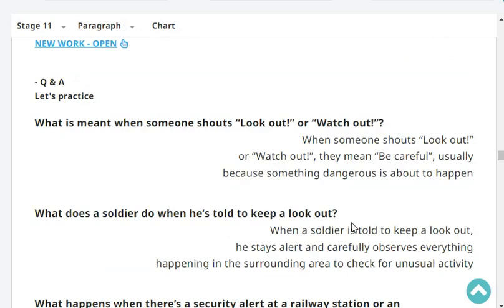Okay, very good. What is meant when someone shouts look out or watch out? When someone shouts look out or watch out, they mean be careful, usually because something dangerous is about to happen. Very good.